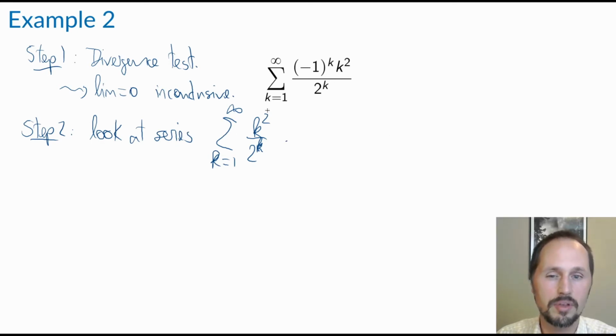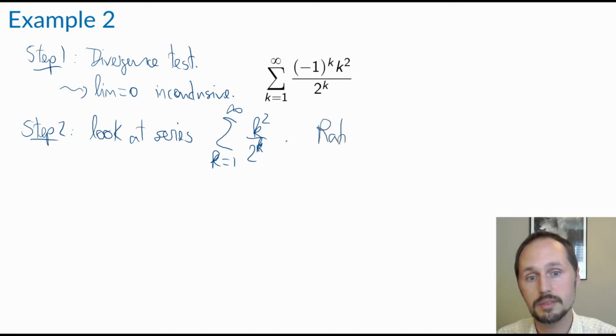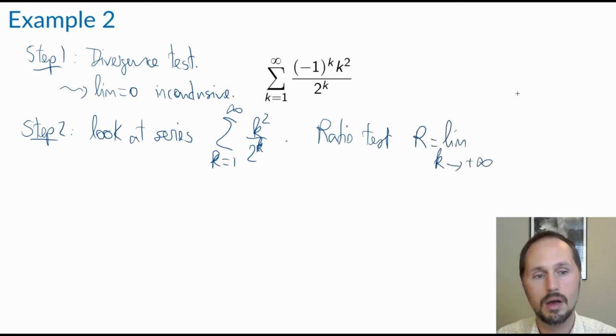And here I'm going to say, let's look at this, and it looks an awful lot like a geometric series except for this k squared term. So the idea would be to use a ratio test or a root test. So let's do the ratio test. And we look at this limit as k goes to infinity of the ratio of two subsequent terms.